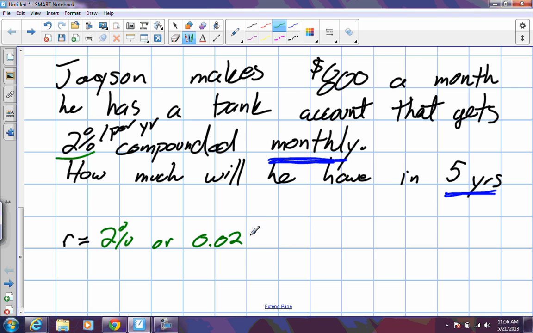Our compound period, which is C, what are our compound periods? Because this interest rate is per year, what did they say? They said it was monthly, right? That's right. So that means there's going to be 12 compound periods per year. So our C in this case is equal to 12. We have to get used to defining things, whether it's monthly, weekly, bi-weekly, bi-monthly. We have to figure out what all of those things mean. We'll make a list for you after.